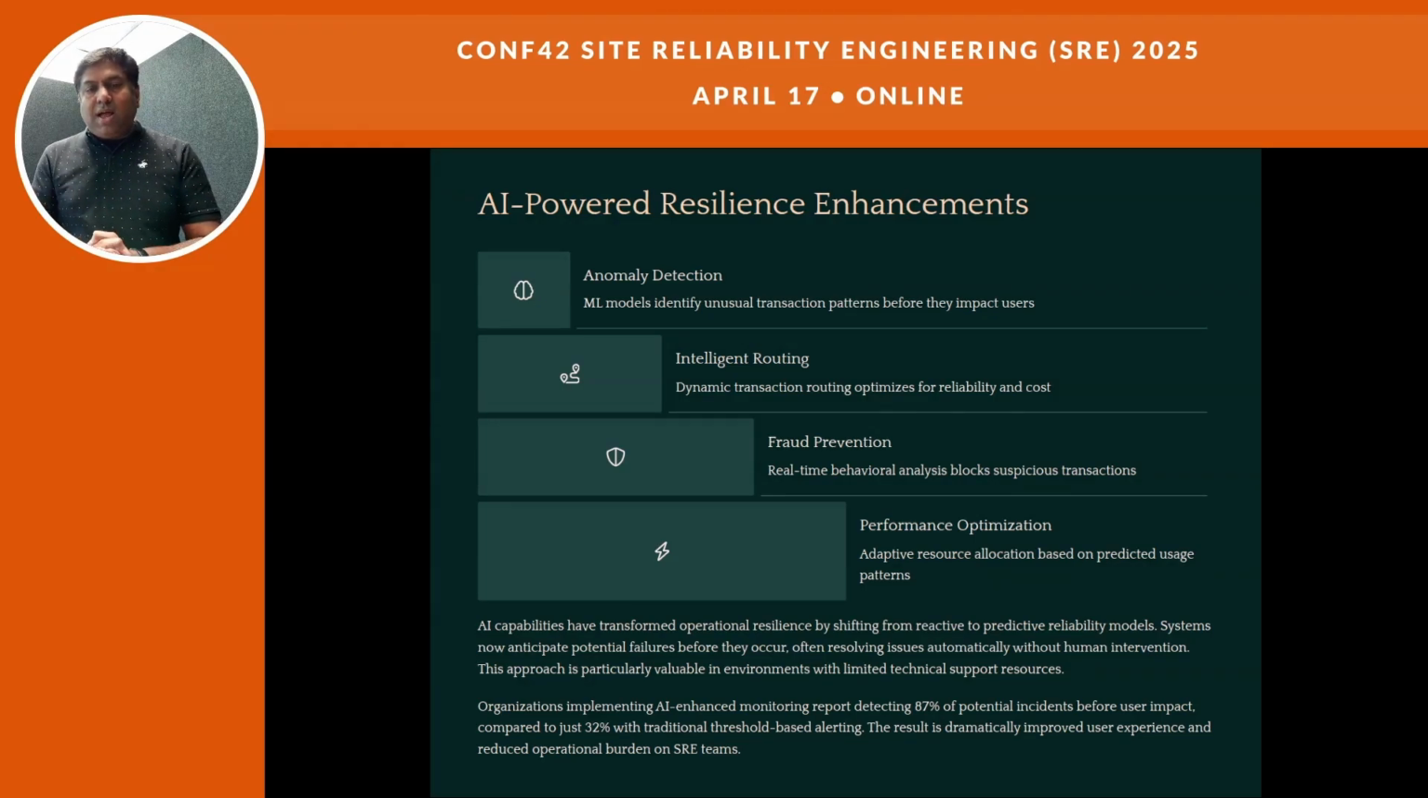Moving on. AI powered capabilities amplify our resilience, shifting from reactive to predictive reliability. Machine learning flags unusual transaction patterns, reroutes data around poor networks, and blocks suspicious activity in real time. With AI, up to 87% of potential incidents are caught before they affect users. And that's a very huge jump from threshold based systems.